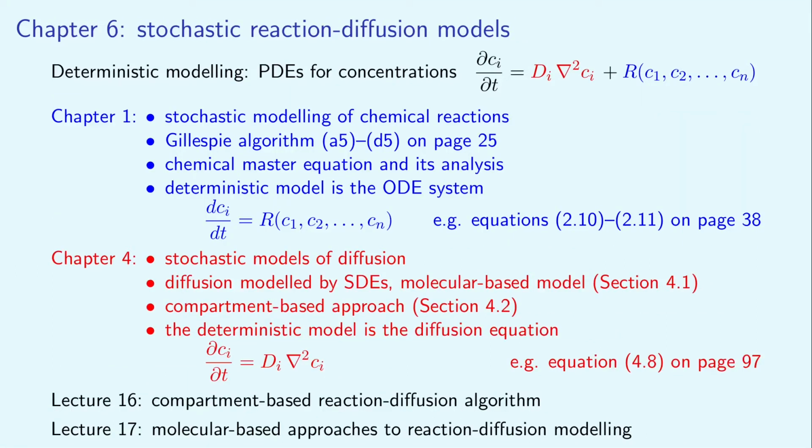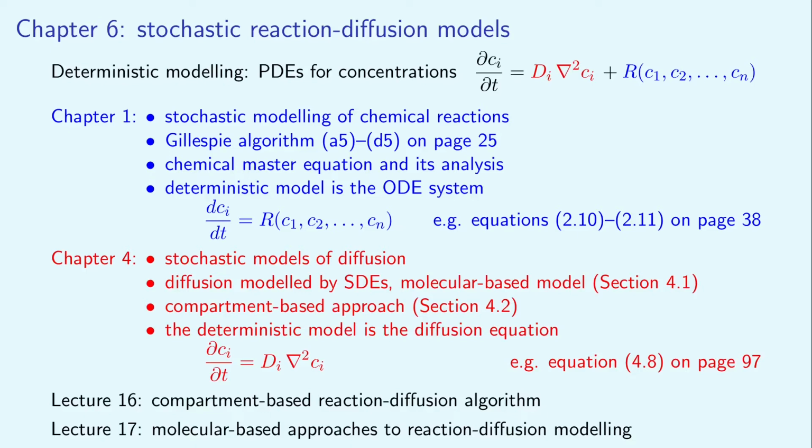Reaction diffusion partial differential equations include two types of terms on their right-hand sides. The blue term corresponds to reactions. It is a function of the concentrations of chemical species. Considering chemical reactions on their own, the deterministic model is written for concentrations which are only functions of time, as the following ordinary differential equation system.